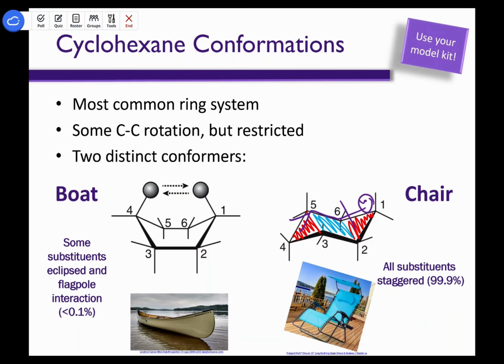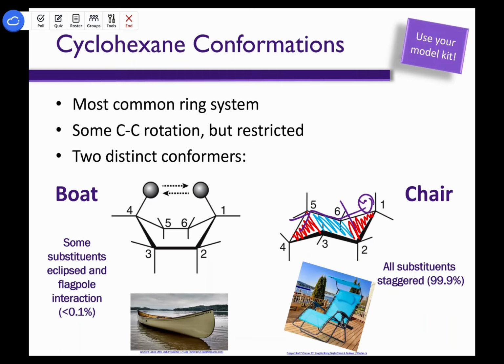Last class, we also learned about how we can use Newman projections to communicate staggered and eclipsed. If we look down a carbon-carbon bond, we can see if the substituents are staggered as they are here, or if we rotate it and see that they are eclipsed when the front carbon bond matches the back carbon bond.